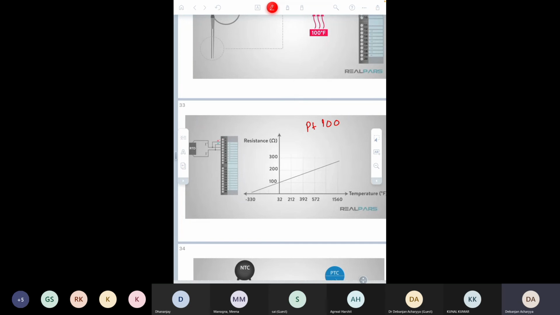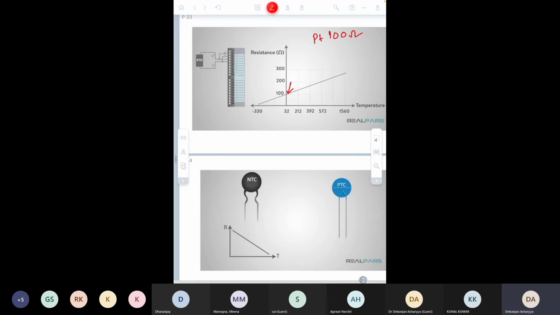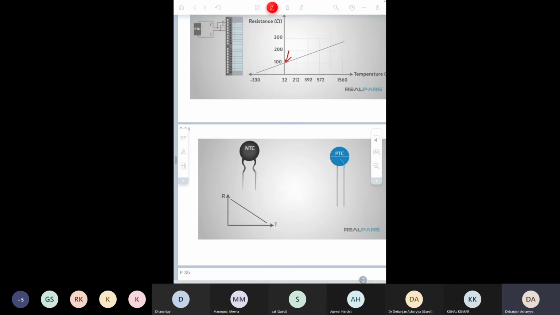So what does it mean? It means that at 0 degrees Celsius, you will find that the resistance of this PT will be 100 ohm. That's why it's called the PT100. Okay. It can also measure negative temperature.